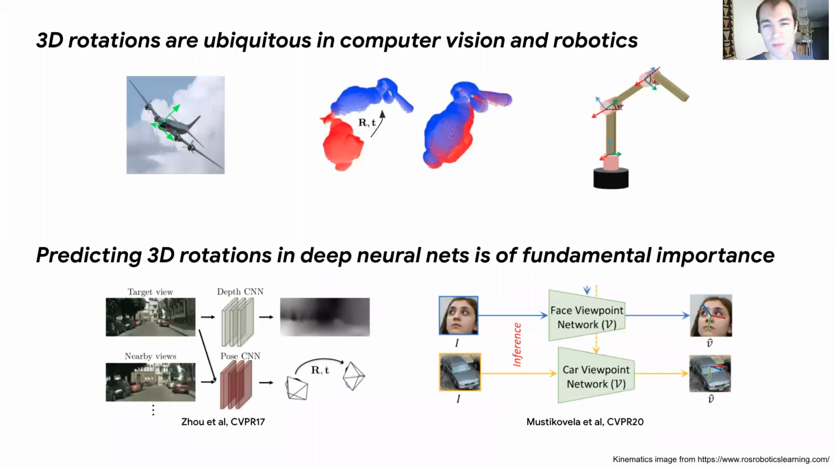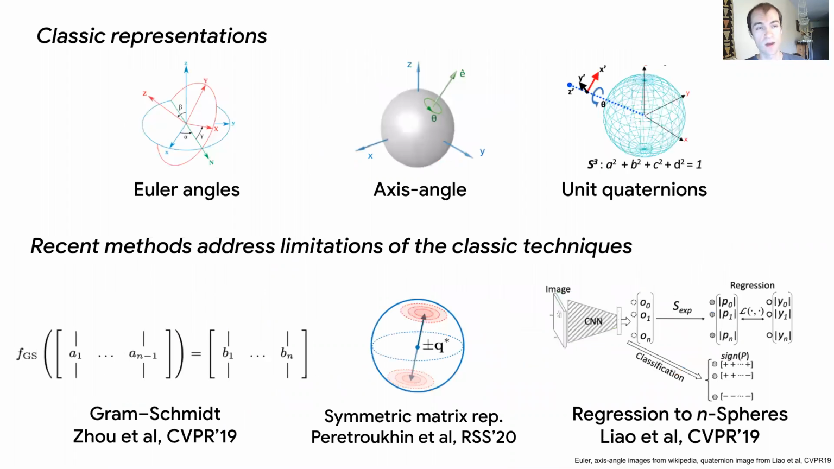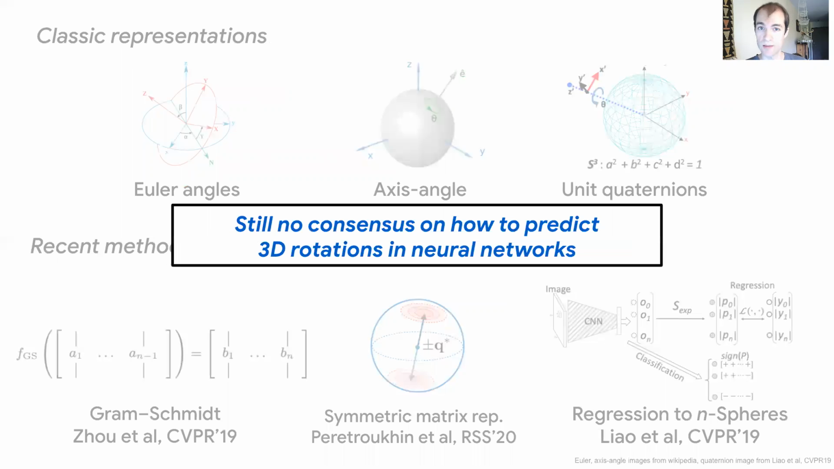3D rotations appear everywhere in computer vision and robotics, so it's not surprising that reliable and accurate rotation regression is a fundamental part of many downstream AI tasks. Rotations can be represented in many different ways. There are classic angle-based representations, which are simple but have inherent flaws such as discontinuities. Recently, a number of new representations have been proposed to fix these problems for deep learning. However, there's no consensus about which method is best.